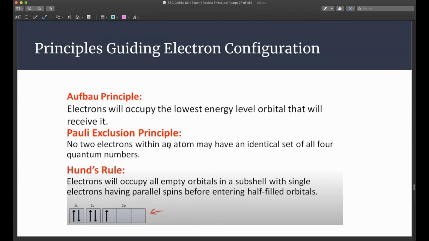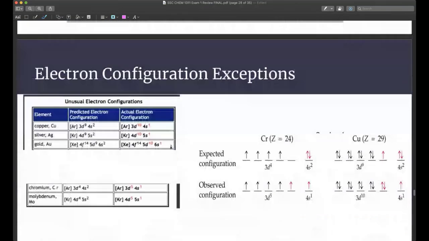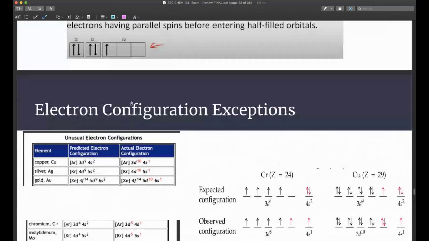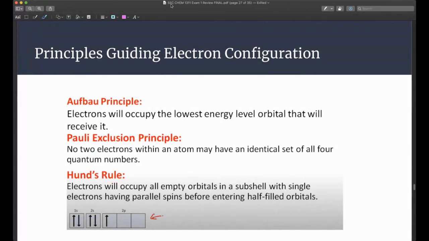And next we have our Pauli exclusion principle, which says that no 2 electrons within an atom. Oh, I think you went up a little. Oh, were you trying to show something? Oh, no, you're good. My apologies. Go. Yeah.